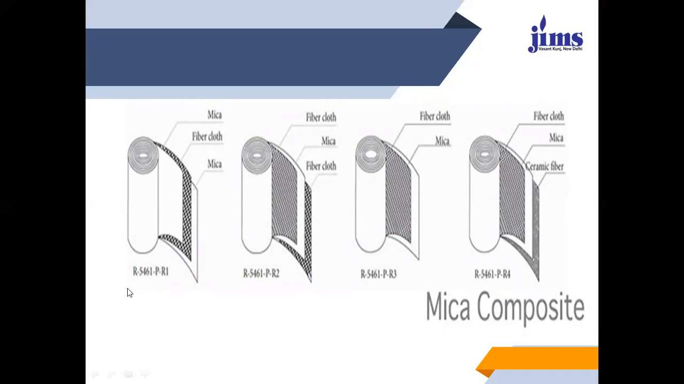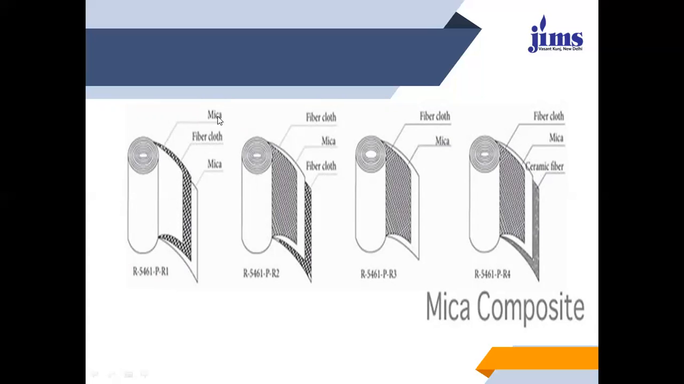There are different types of numbering, for example R5461 PR1, R5461 PR2, R5461 PR3, R5461 PR4. These consist of mica sheet and fiber cloth, mica sheet and fiber cloth, mica sheet, fiber cloth, mica, and ceramic fiber. That will be the numbering. It indicates how many layers of material we are using and what the nature of the material is.